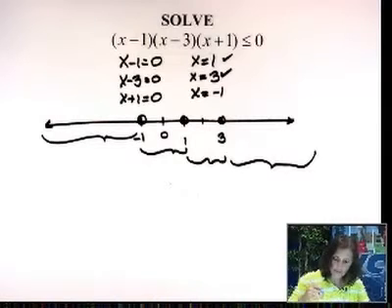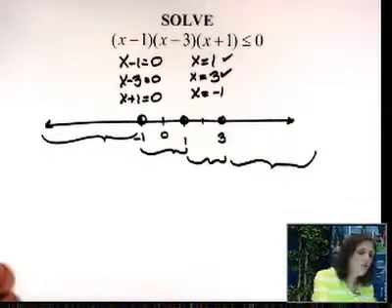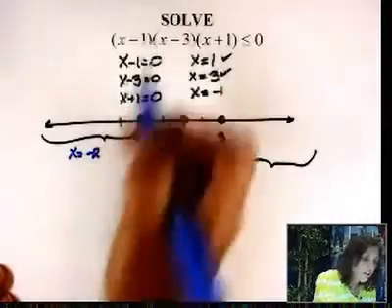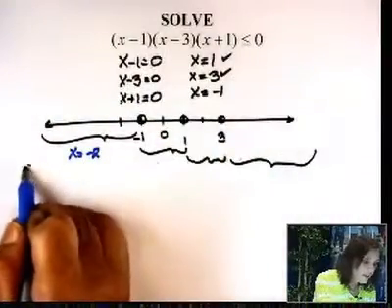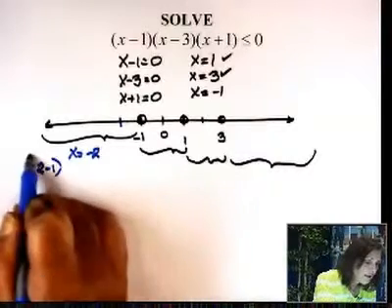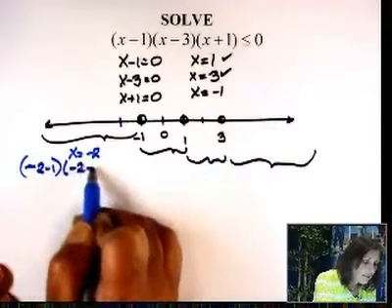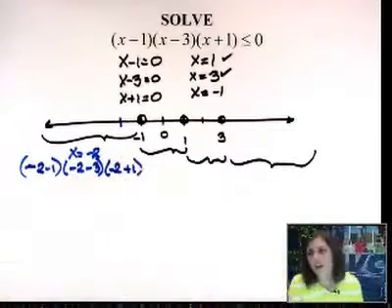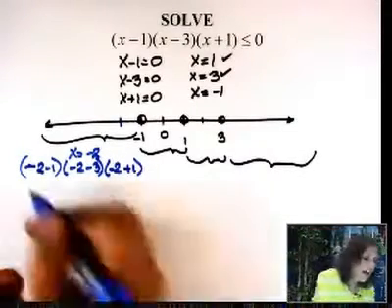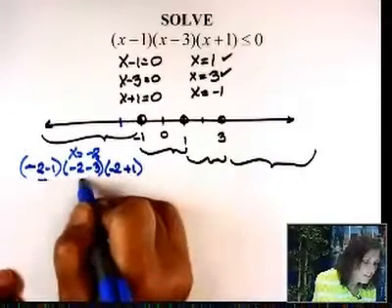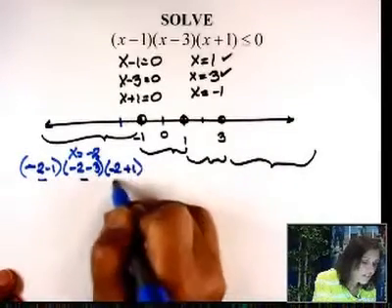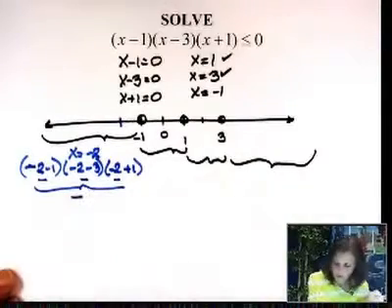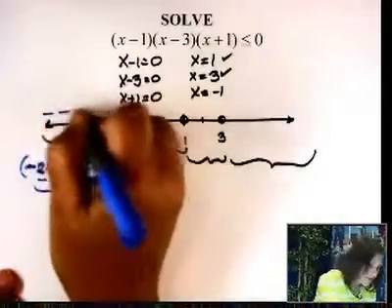Okay, let's go test them. Let's test x equals -2. Put it in there. So you're going to get -2 minus 1, -2 minus 3, -2 plus 1. You don't even have to calculate it. I know this is going to give me negative, this is going to give me negative, this is going to give me negative. 3 negatives will give me a negative. So that means this is going to be negative here.